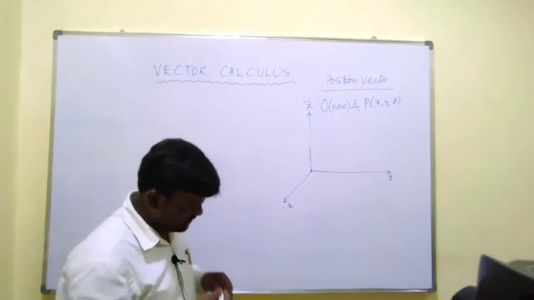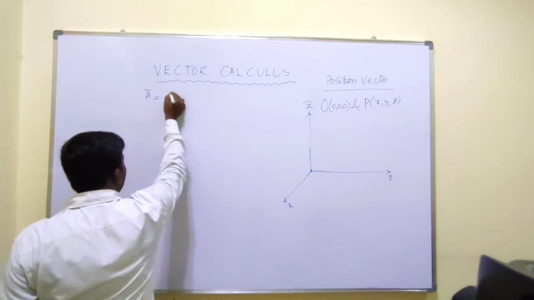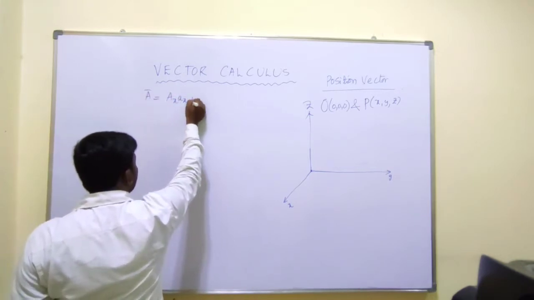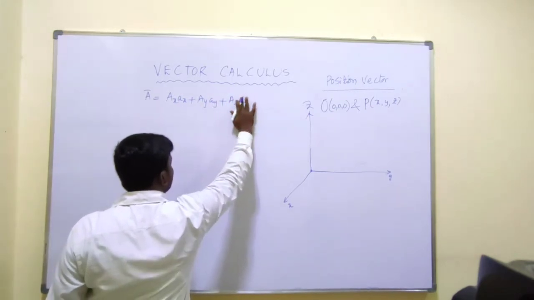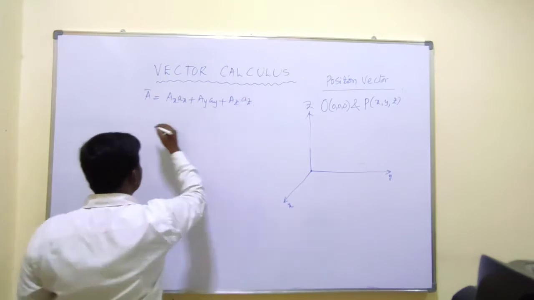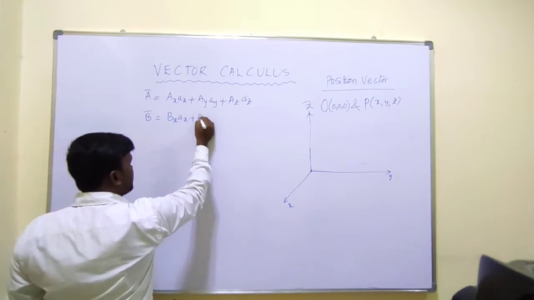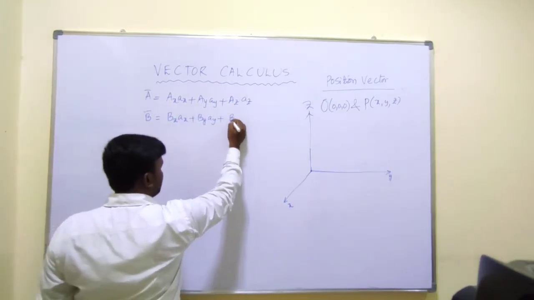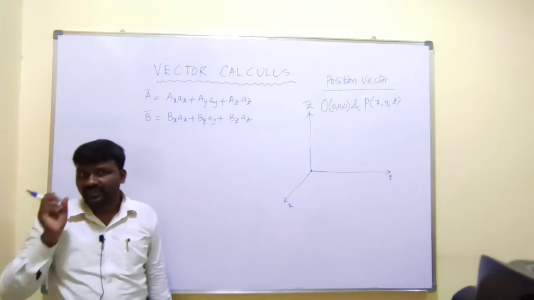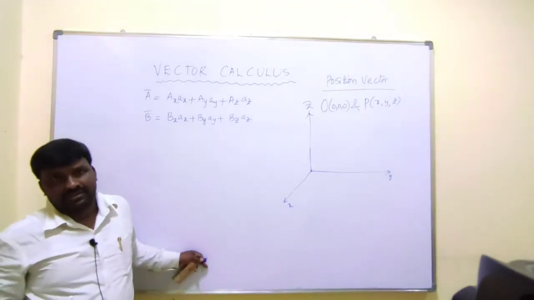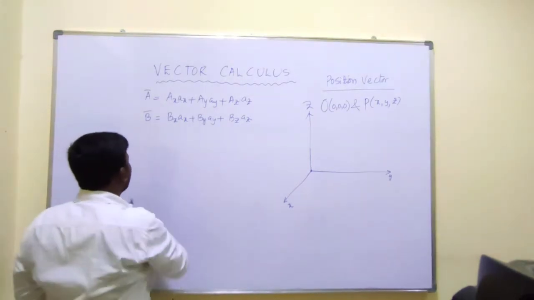Vector algebra means, if I have a vector A bar, that is Ax ax plus Ay ay plus Az az, it is represented like this. Another vector is represented as Bx ax plus By ay plus Bz az. Vector algebra means vector addition, subtraction and multiplication. Here we will first discuss vector addition.